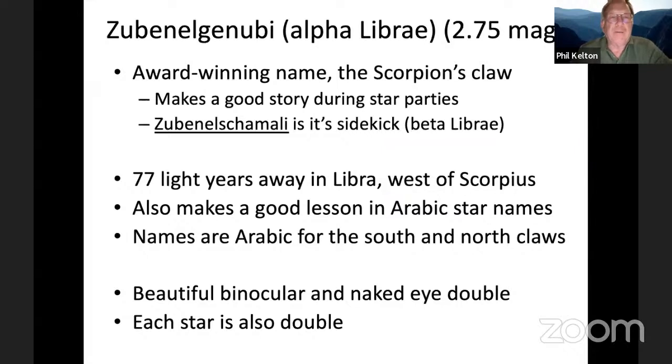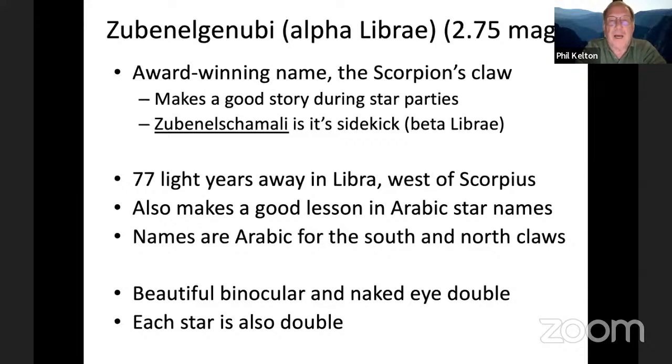Okay, next we have good old Zubenelgenubi, Alpha Libra, also just about third magnitude. And I later call it my Hall of Fame name star. Again, in the summer sky, Libra is to the west of Scorpius, and it's fairly bright. And so at a star party, while you're waiting for the sky to get dark enough to look at the typical kinds of things you look at in a star party for the public, Zubenelgenubi is a good one to point out.